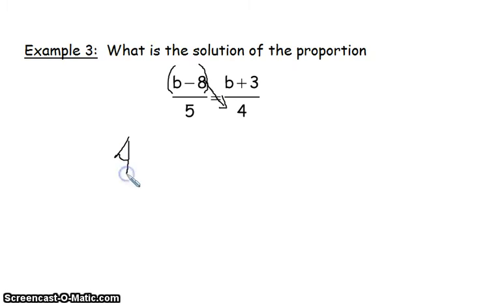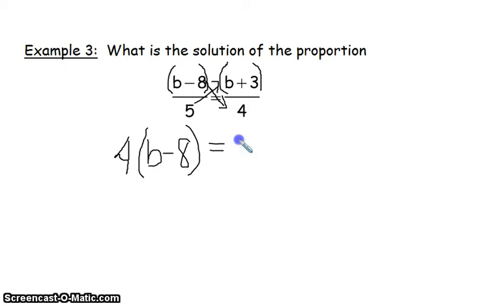I know that number 4 has to be multiplied by everything in the numerator, which in this case is b minus 8. So I'm going to put that in parentheses. I'm simply setting up the multiplication problem here. I'm not actually multiplying anything yet. And this is going to be equal to, and I'm going to go ahead and do the same thing for the other side, 5 times b plus 3. Everything up here must be multiplied by 5.